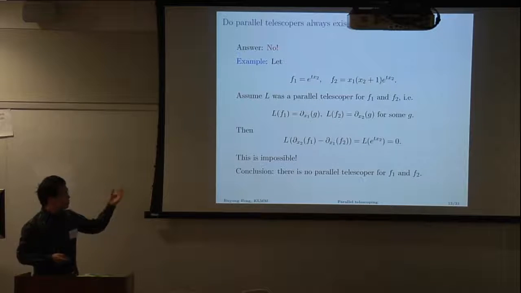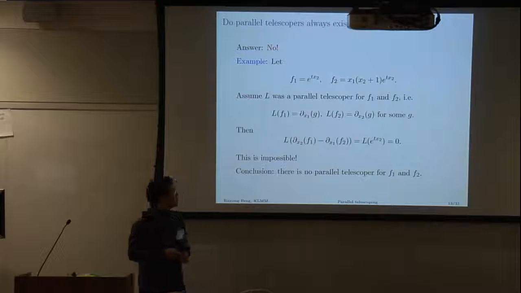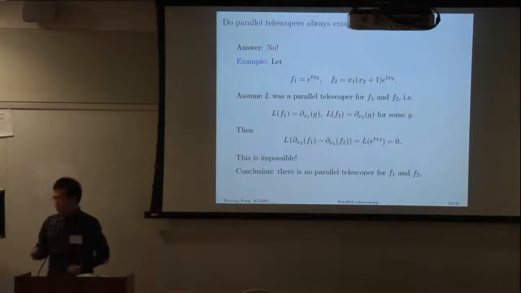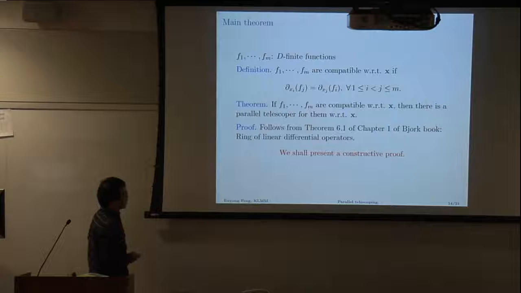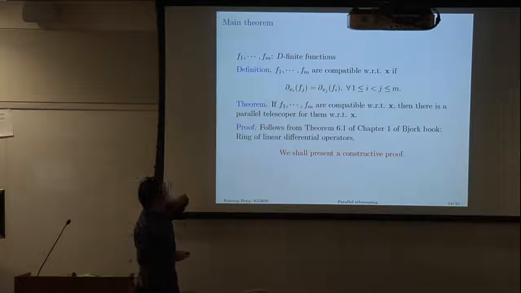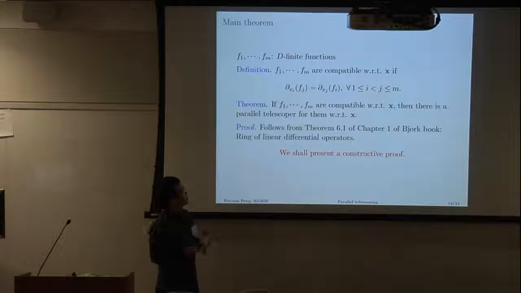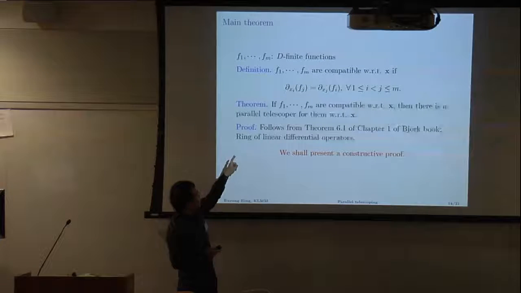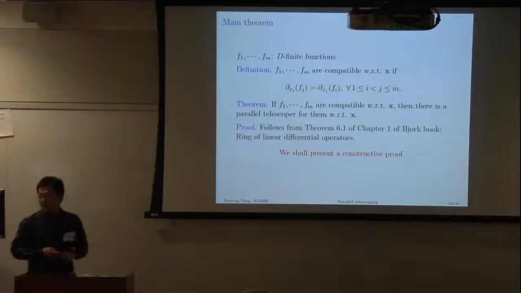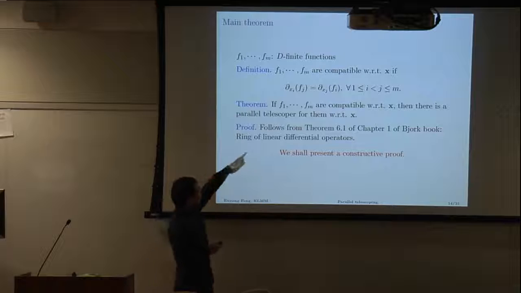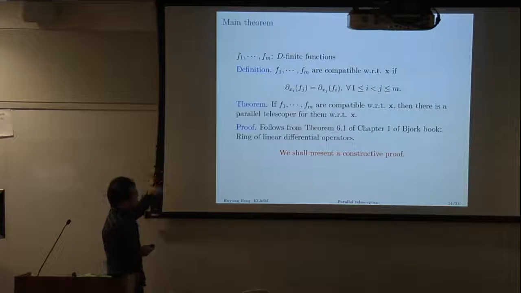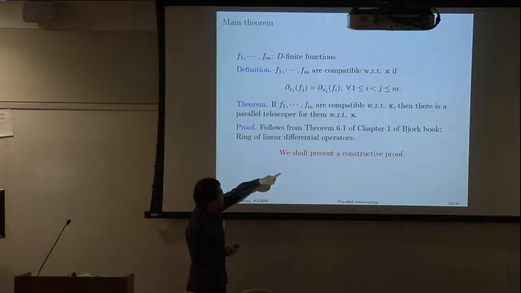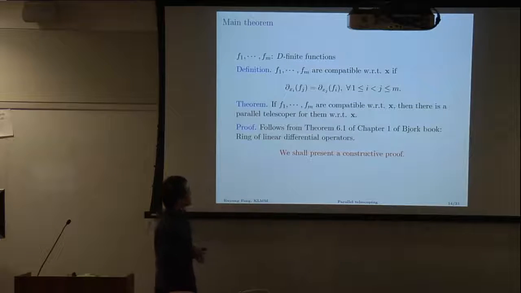And in the following, we will give sufficient and necessary conditions for the existence of a parallel telescoper for definite functions. Okay. And yes, here is a sufficient condition. The definite functions f1, f2, ..., fm are said to be compatible with respect to x if they satisfy these equations. And then we have this theorem. If f1, f2, ..., fm are compatible, then they have a parallel telescoper. And actually, this theorem follows from a theorem in the book on rings of linear differential operators.